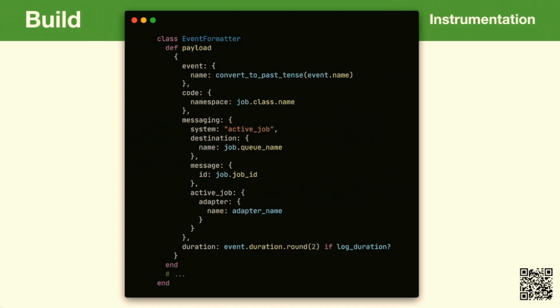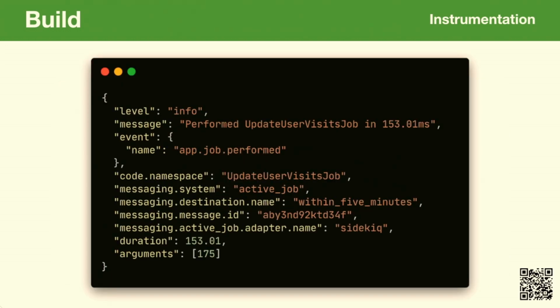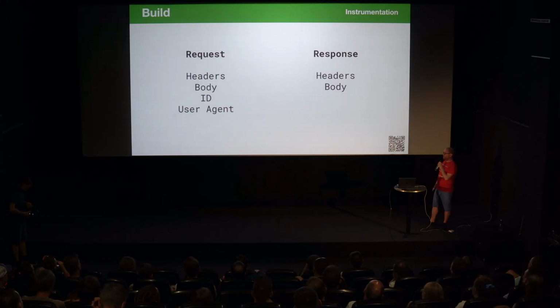And you can see it's just a hash, it's just a Ruby hash, and it maps a few things. And then we'll swap out our internal log subscriber for the Rails Semantic one, and hey presto, this is what we get. Awesome. Missing attributes next. So all of these things are missing, and a lot more besides. So some pretty basic things that you kind of need, in my opinion, to run an app.